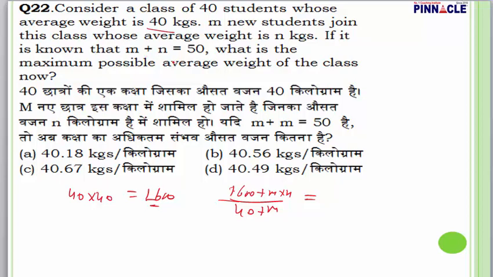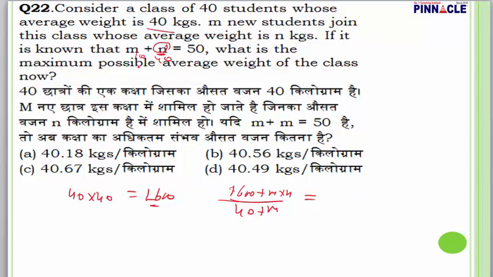And the maximum possible will only be when the value of n is always greater than 40. Why? Because the average weight of the earlier students was 40, so it should be more than 40, then it will become more than 40 overall. So if this is more than 40, then let's say this is 10, then this would be 40.